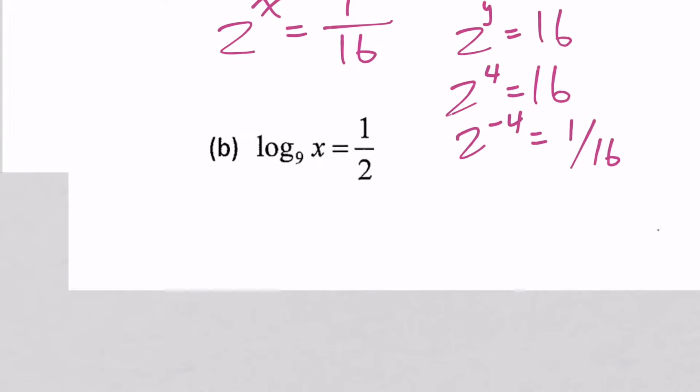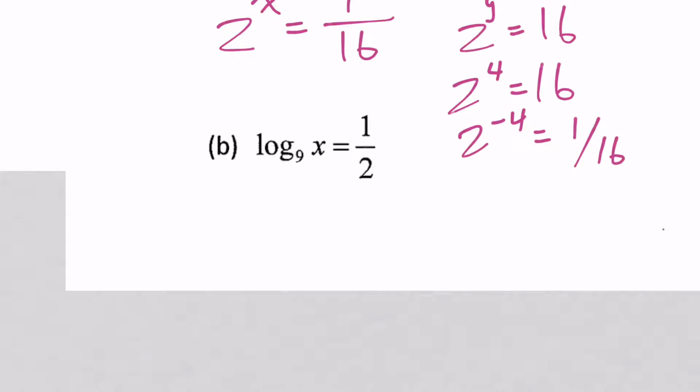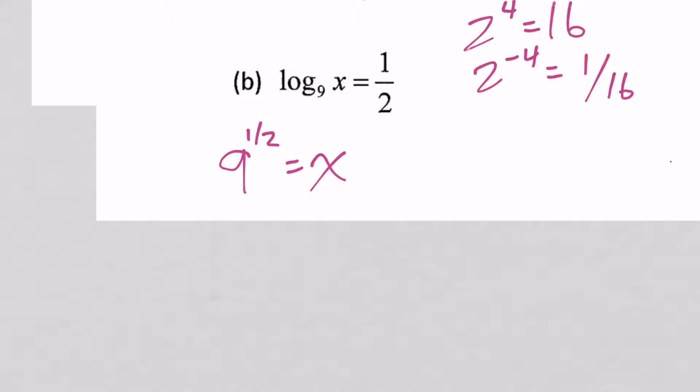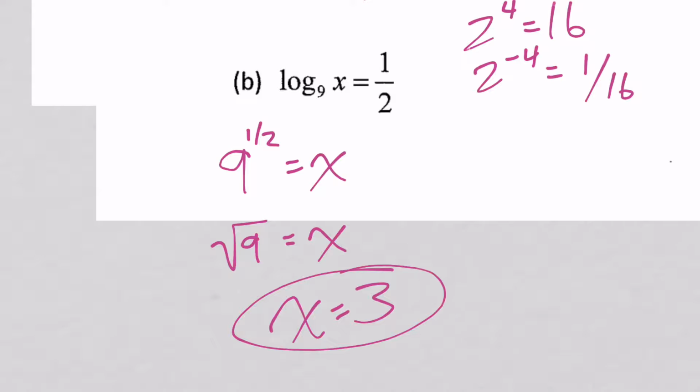All right, what about B? What is this saying? Rewrite it in exponential form. 9 to the power of 1/2 equals x. Well, a 1/2 power is the same as a square root. So really this is saying the square root of 9 equals x. And so we will say x equals 3 right there.